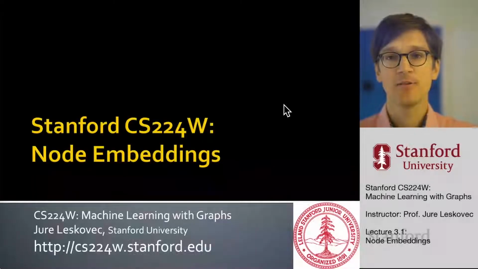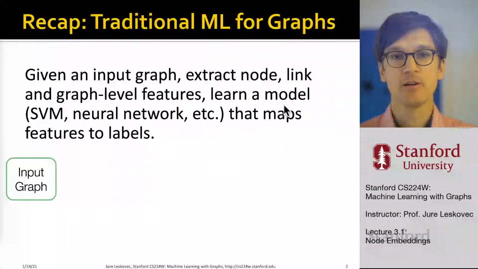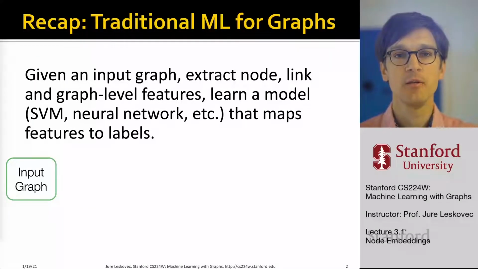This is lecture 3 of our class, and we are going to talk today about node embeddings. So the way we think of this is the following. What we talked about last week was traditional machine learning in graphs, where the idea was that given an input graph, we are going to extract some node, link, or graph level features that basically describe the topological structure of the network, either around the node, around a particular link, or the entire graph.